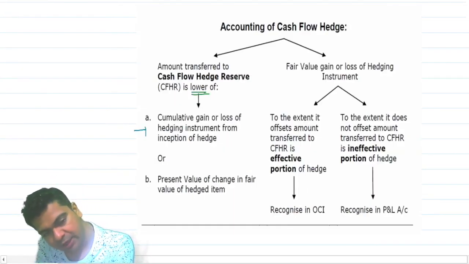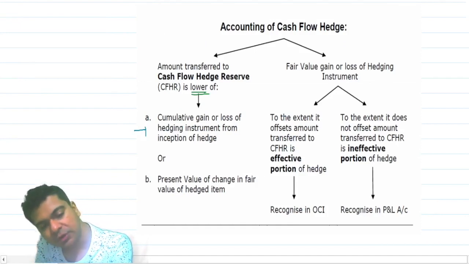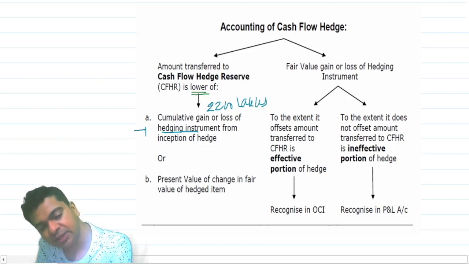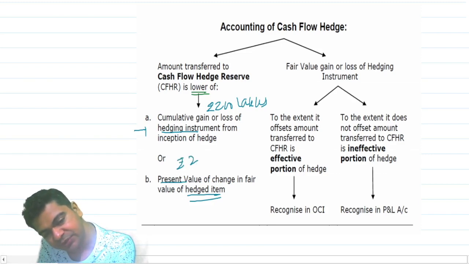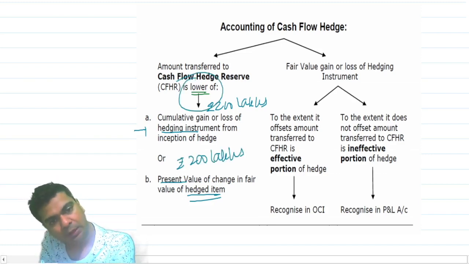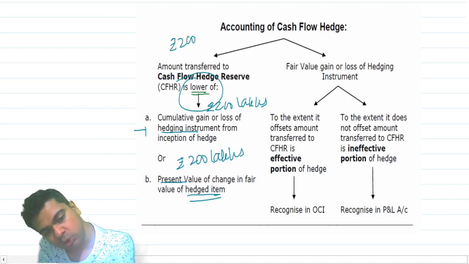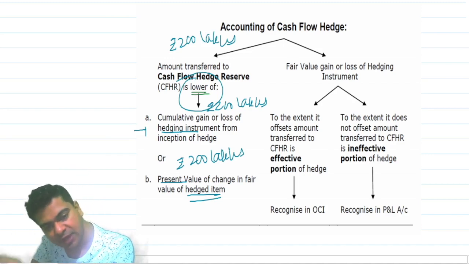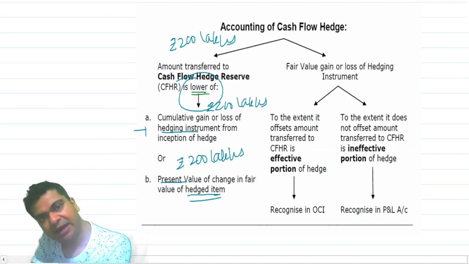So if you check over here now, they are saying cumulative gain or loss of the hedging instrument. Hedging instrument in our example, 200 lakhs. The fair value change in the hedged item, they are saying present value, but for simplicity, let's assume 200 lakhs is the present value itself. So lower of the two is turning out to be 200 lakhs. So the amount to be transferred to the cash flow hedge reserve is turning out to be 200 lakhs.